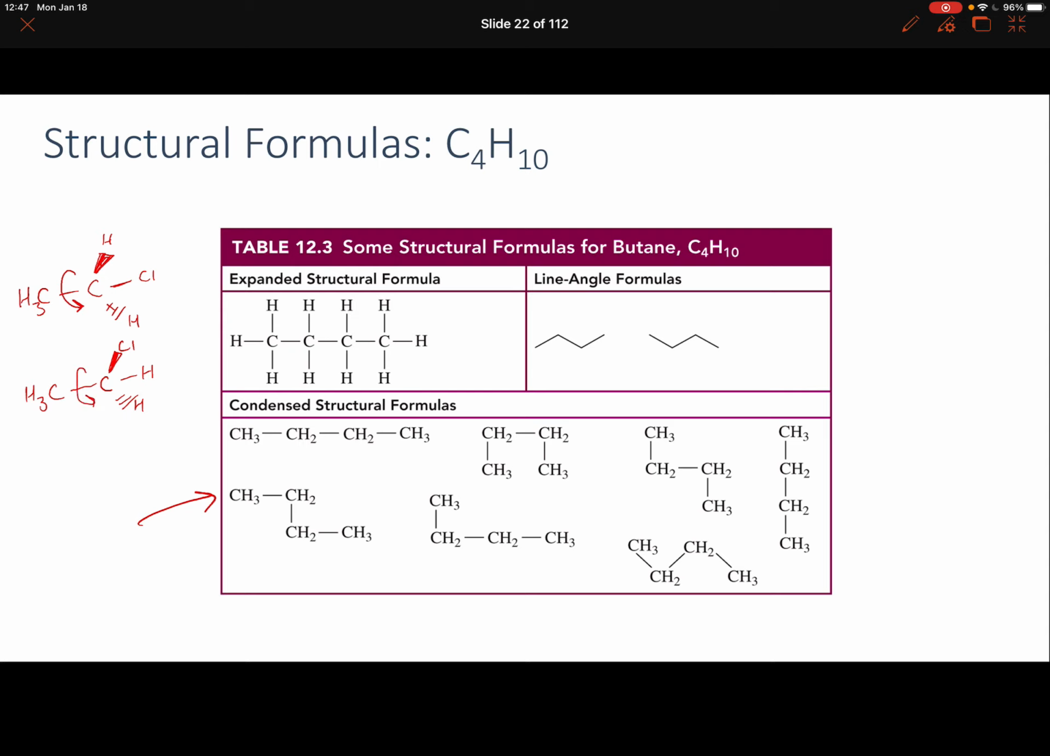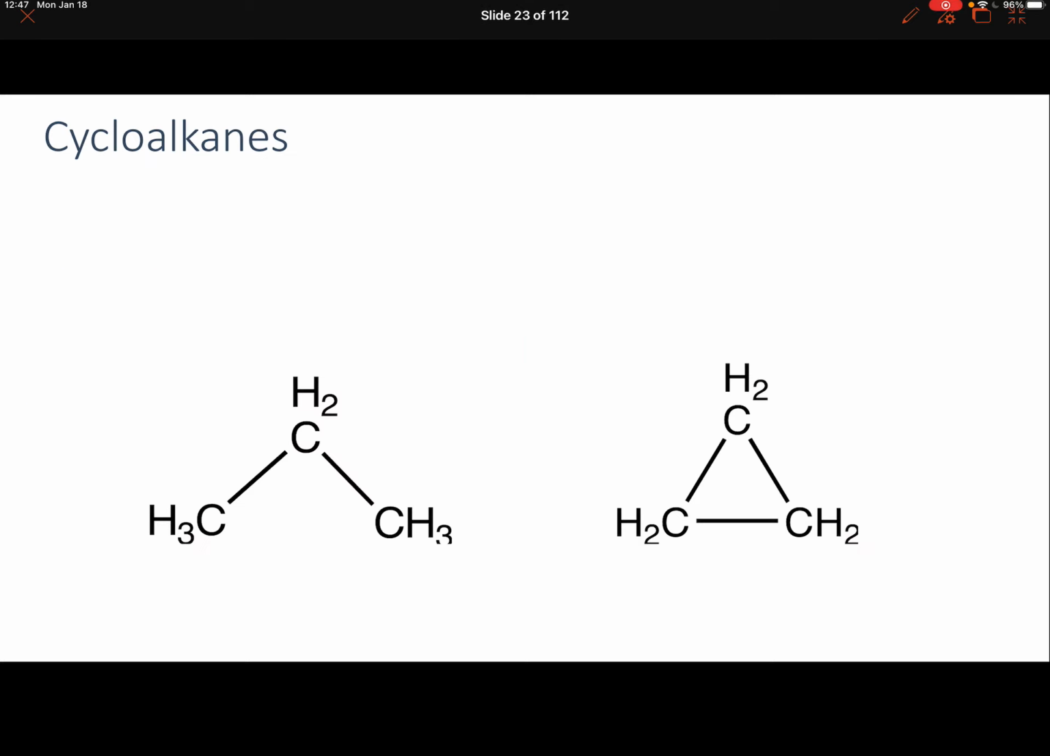In fact, in real life, it spins so fast like a propeller blade or like a fan. You wouldn't actually see the atoms, it'd just be a blur of them. And so free rotation is what's responsible for all of these different conformations.